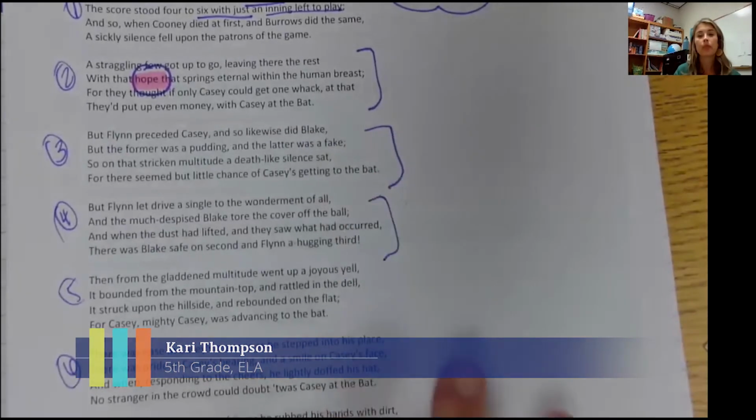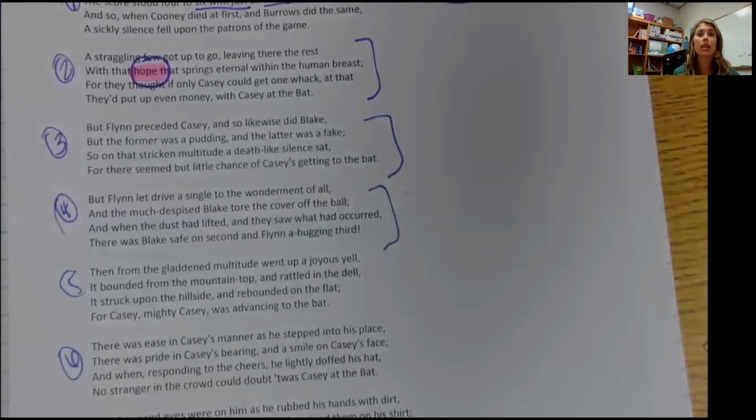Stanza 4. But Flynn let drive his single to the wonderment of them all, and the much despised Blake tore the cover off the ball. And when the dust had lifted, they saw what had occurred. There was Blake safe on second, and Flynn a hugging third.